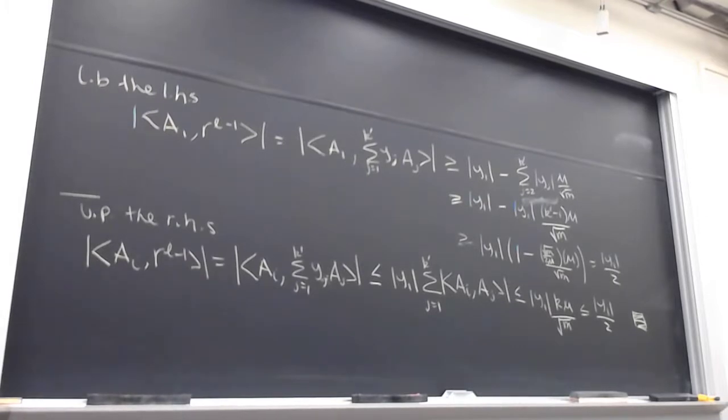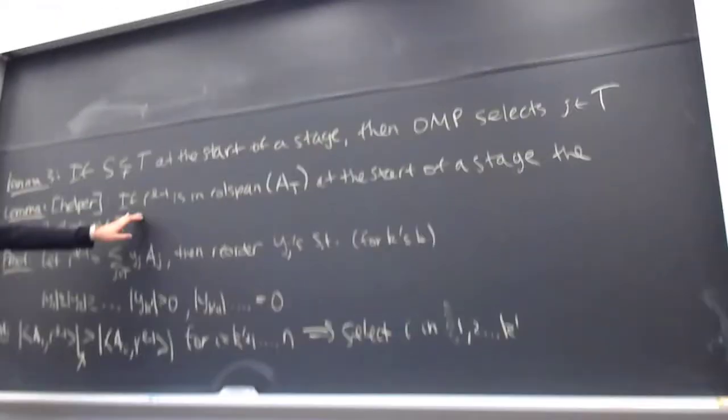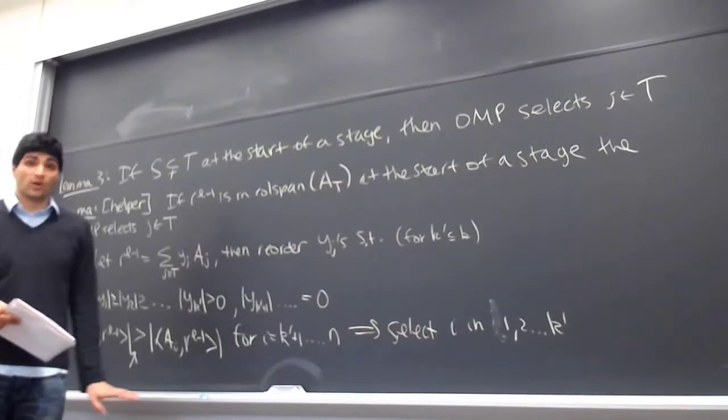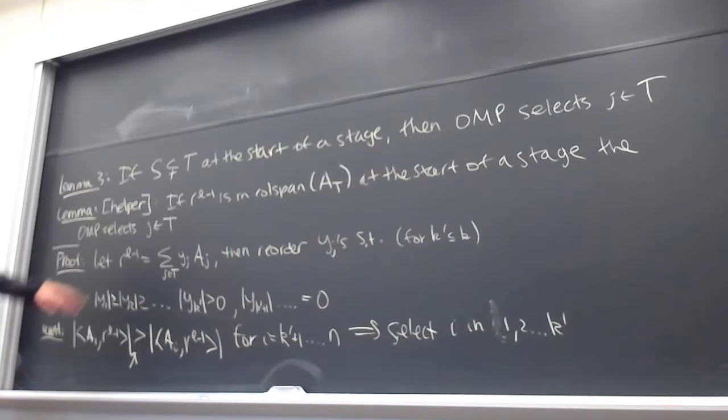And now what I want to do is go from the helper lemma to lemma 3. And then we'll be able to establish A and B easily. So this is just saying that we have this nice condition at the outset that R_{l-1} is in this column span. We're good to go. Let's actually weaken it to just this condition, which will be pretty easy.